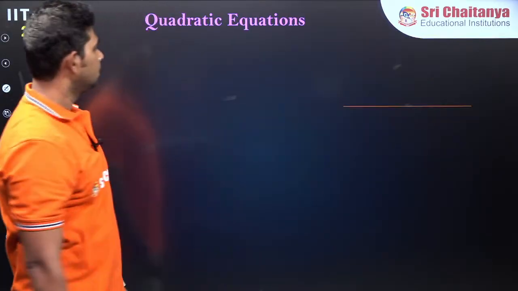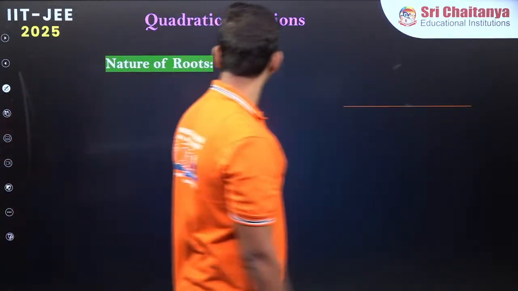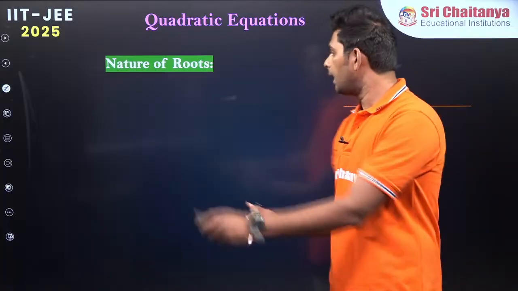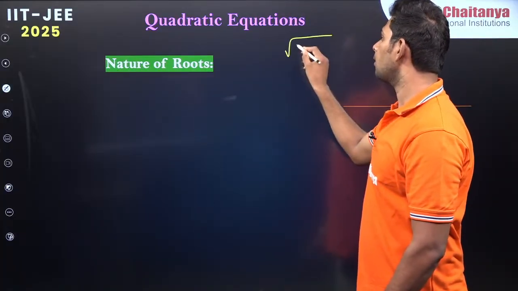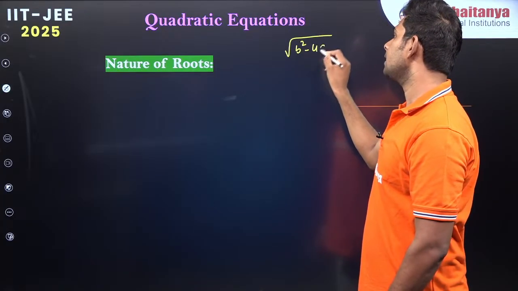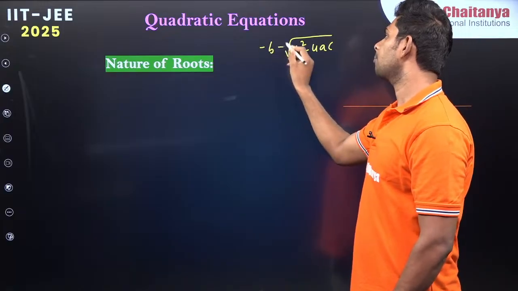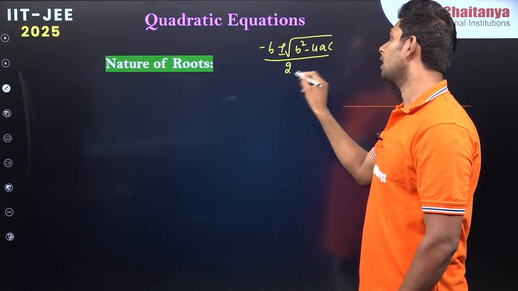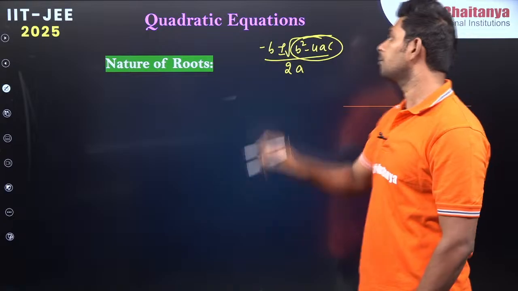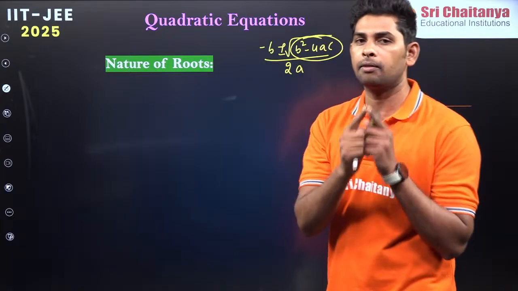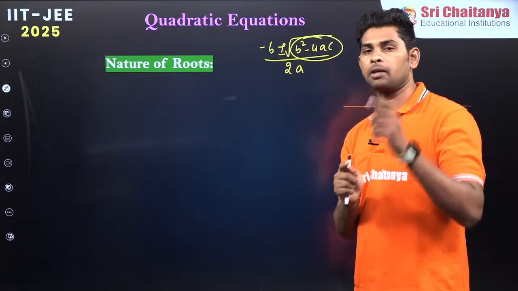Thank you. Right. Now let us discuss the nature of the roots here. Now we have seen the equation, square root of b square minus 4ac is there and minus b plus or minus divided by 2a is there. Now this particular term is going to change the nature of the roots. How it is going to change, we are going to see that.